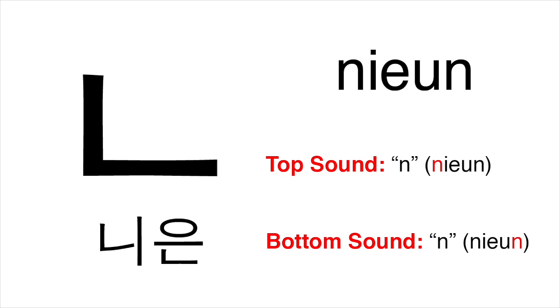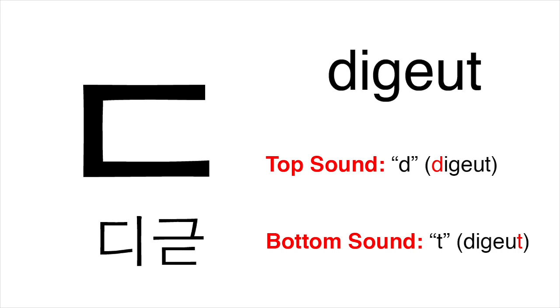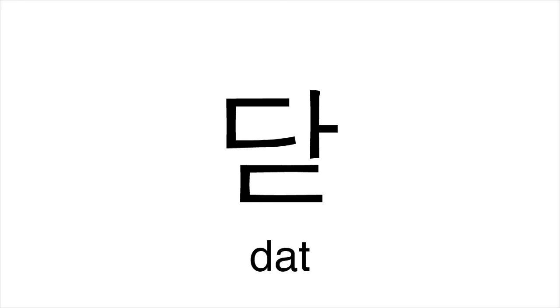The second consonant is Niun, which has an N sound for both top and bottom. So this letter would sound like Nan, because this character is pronounced the same for both top and bottom. The third consonant is Tigut, which has a D sound for top and T sound for bottom. So this letter would sound like Pat.